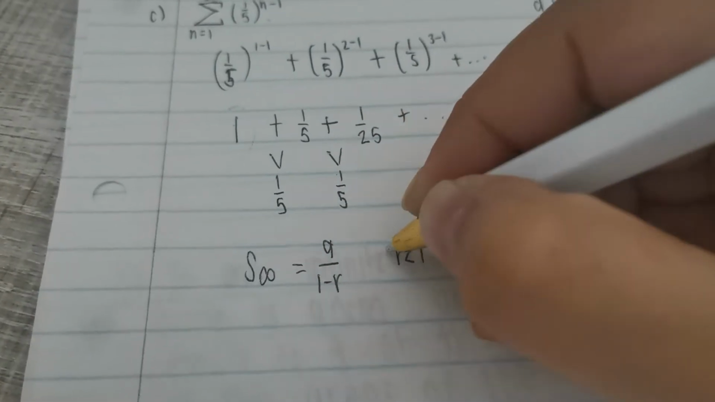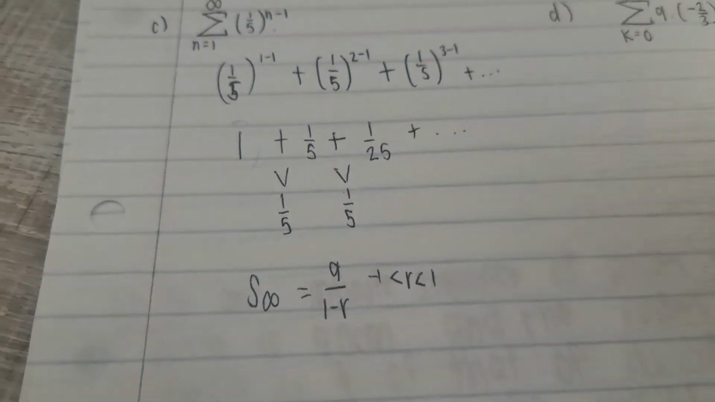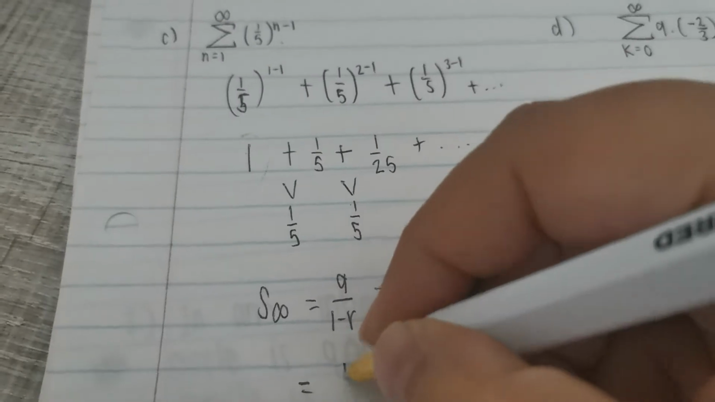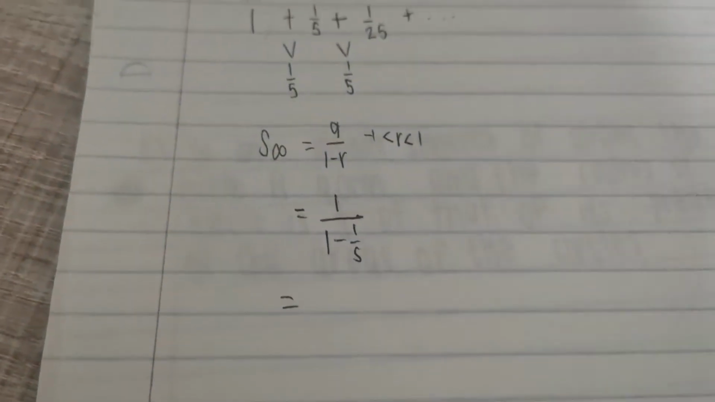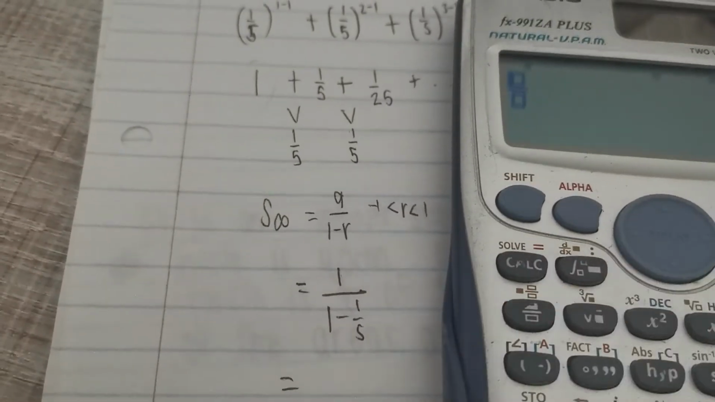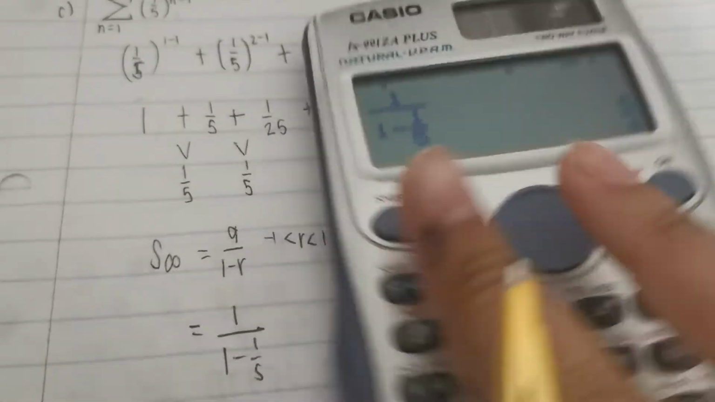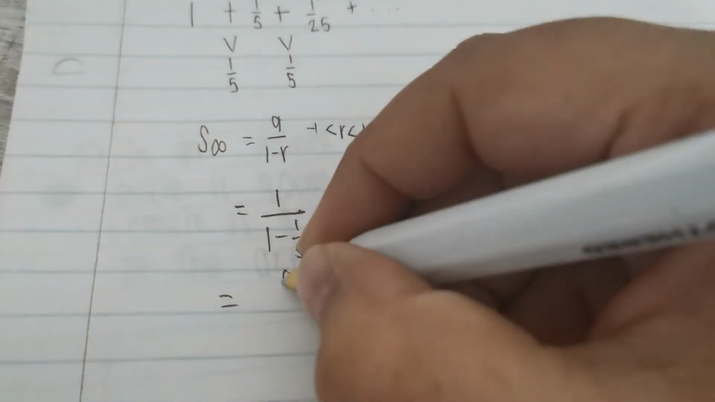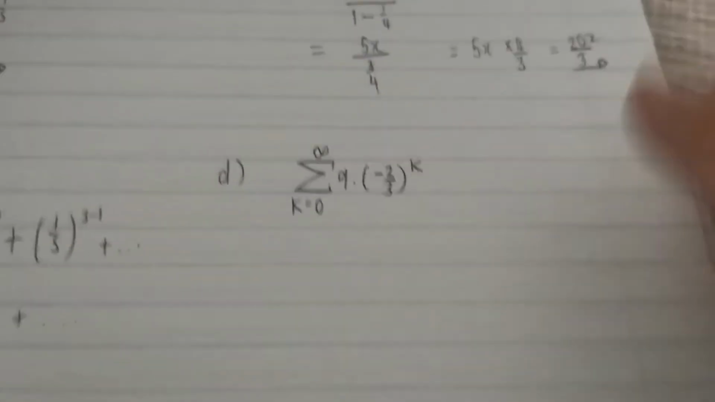Sum to infinity condition. Is 1 over 5 between these two numbers? Yes, absolutely. So we can sub in. And I'm going to type it in on my calculator to simplify. There we go. Let's try one more with sigma notation.